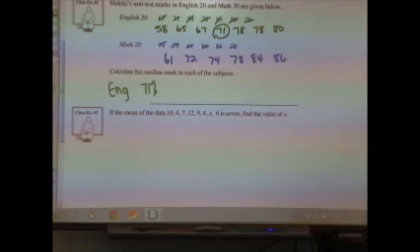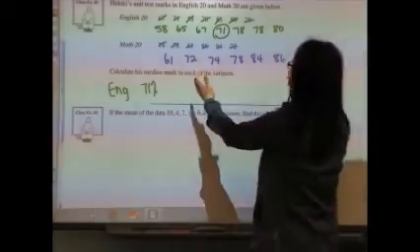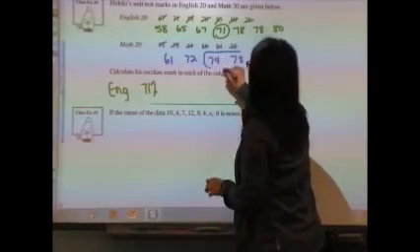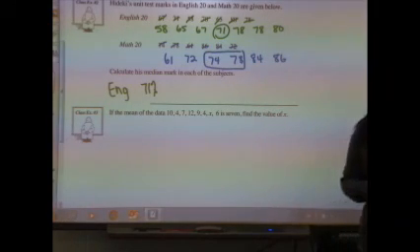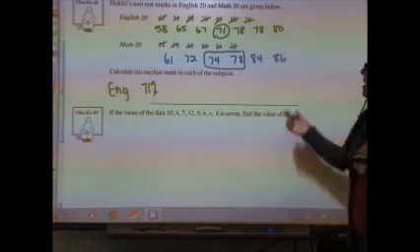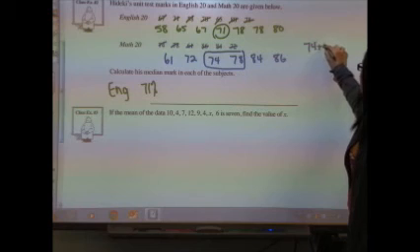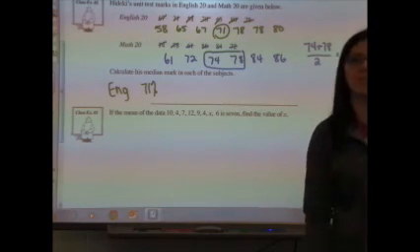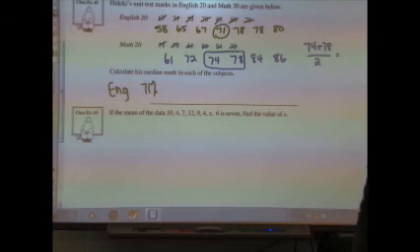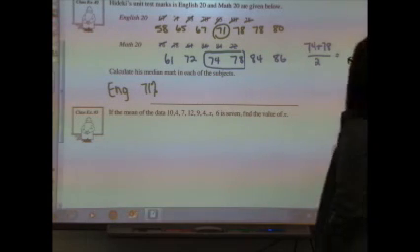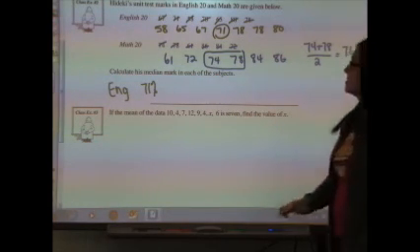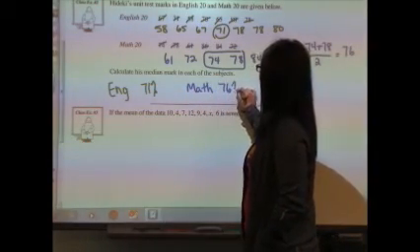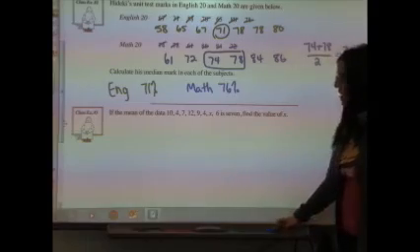So again, now I'm trying to find the center. So if I start from the outside and I work my way in, I have two center values. I have 74 and 78. So I find the average of those two. Where's the middle between 74 and 78? 76. So the math mark, the median is 76%.